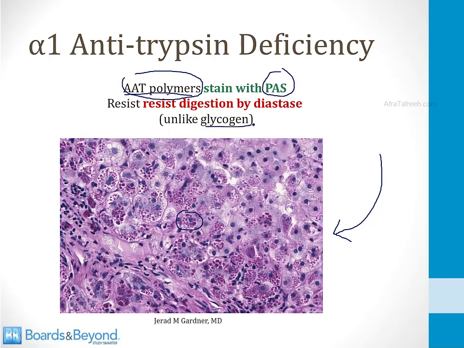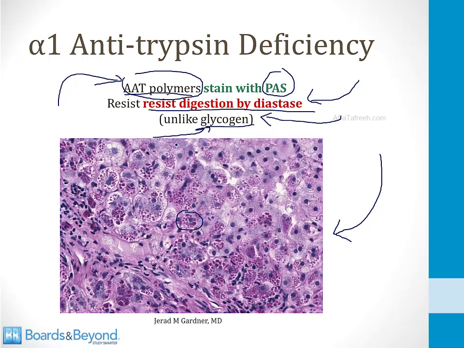Now, glycogen also stains purple with the PAS stain, and as you may know, there is glycogen accumulation in the liver in glycogen storage diseases. But you can differentiate glycogen storage diseases from alpha-1 antitrypsin deficiency by treating the biopsy specimen with diastase. Diastase will break down or digest the glycogen, and the purple areas will go away on the slide. However, if the purple areas are due to alpha antitrypsin polymers, they will not go away. That's because alpha antitrypsin resists digestion by diastase. That's the term that is used, meaning that diastase will not break down the polymers as it will in glycogen storage diseases.